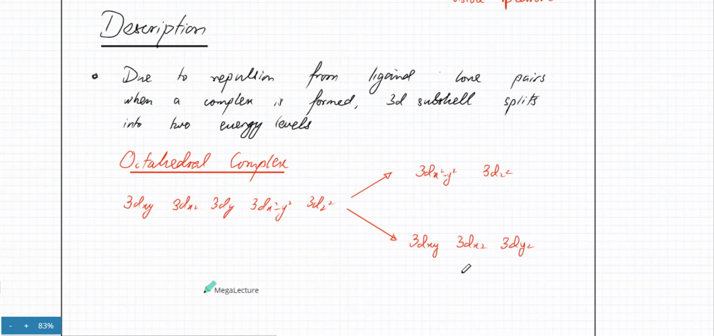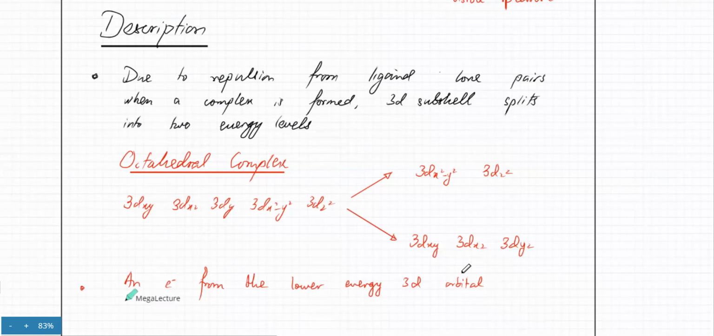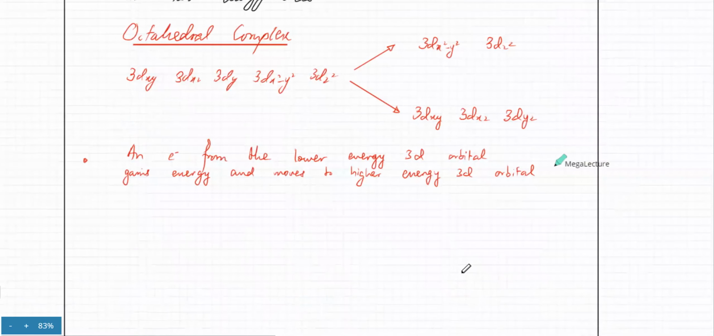So the next part would be that an electron from the lower energy 3d subshell, or 3d orbital, gains energy and moves to the higher energy 3d subshell. So it gains energy and moves to a higher energy 3d orbital.